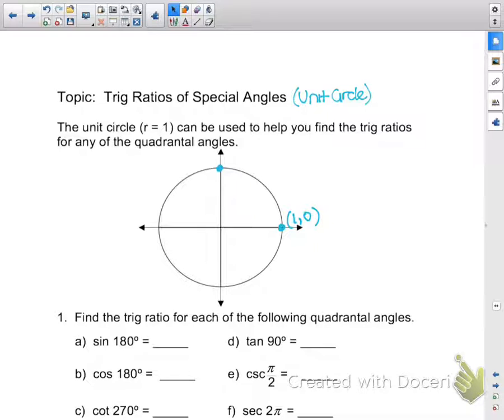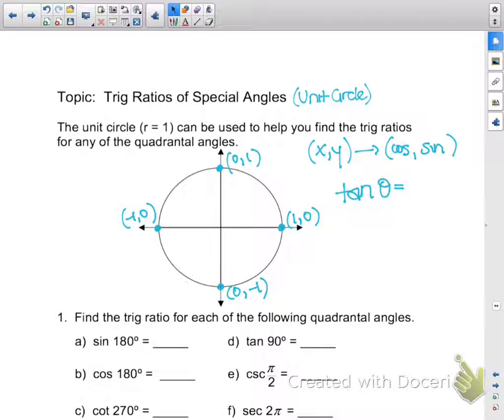What's the point up at the top? 0, 1. What's the point to the left? Negative 1, 0. And the point at the bottom? 0, negative 1. Remember, our points, our x and our y, correspond to what? Cosine and sine.